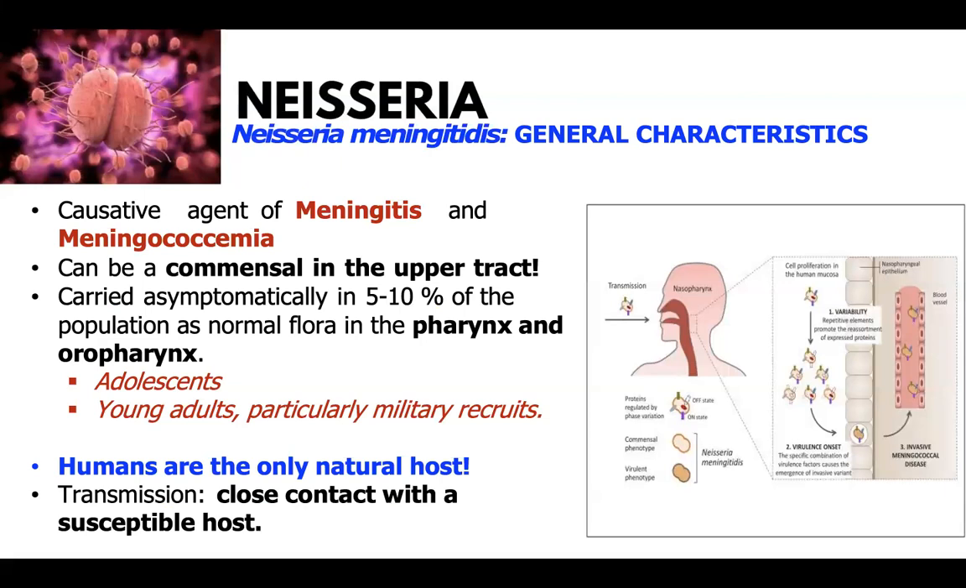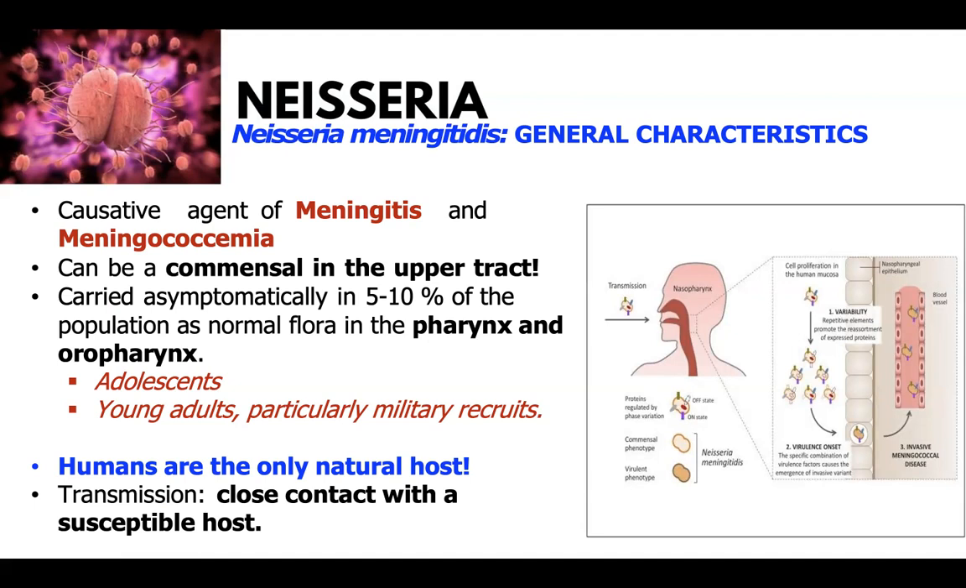So usually, adolescents, young adults, especially those in large groups who are always together, those in dormitories, or in particular, military recruits. Kasi nga 'di ba, may pinapagawa sa kanila na magkakasama sila parati, no? Ayan. And then what else?